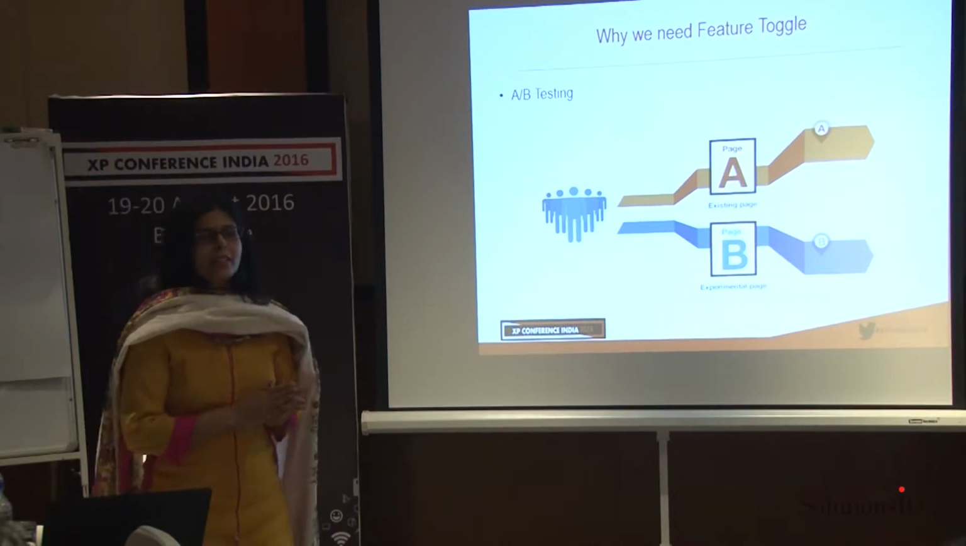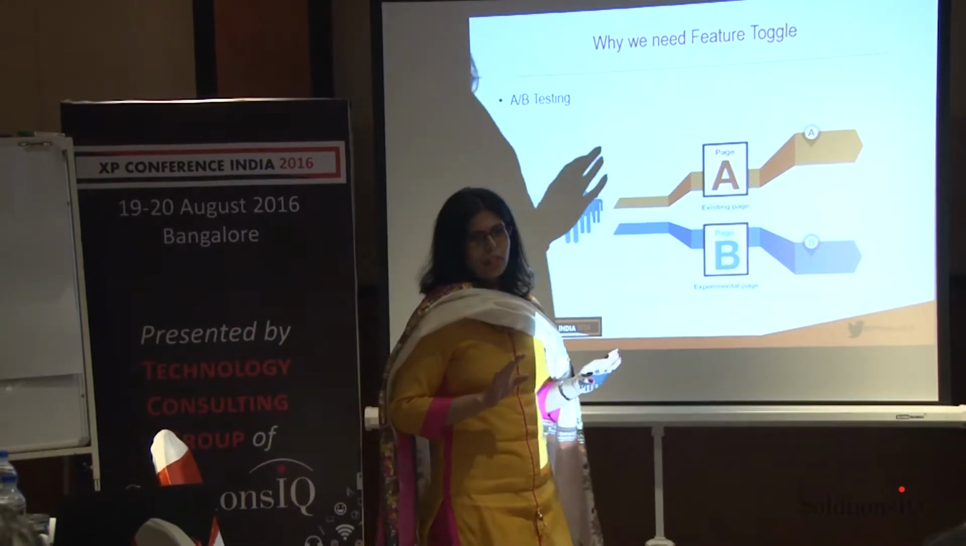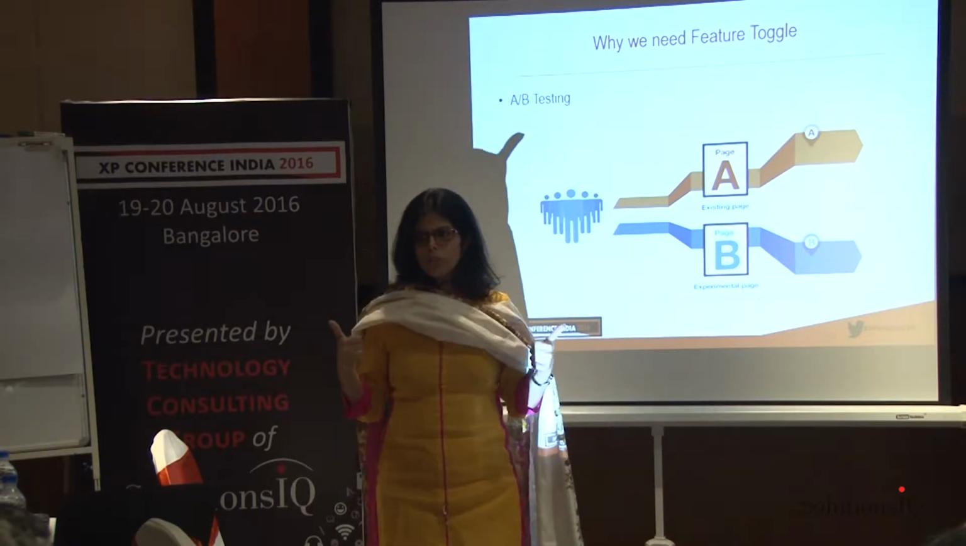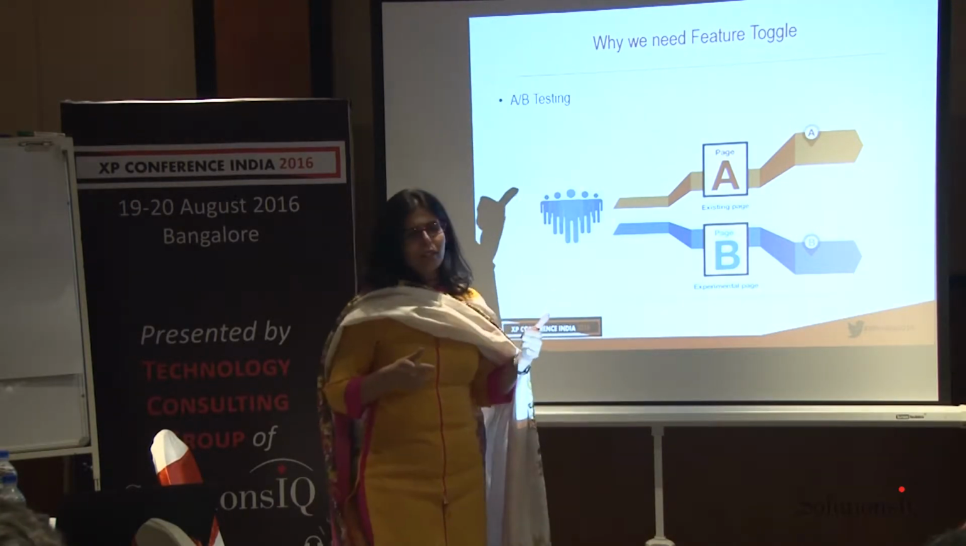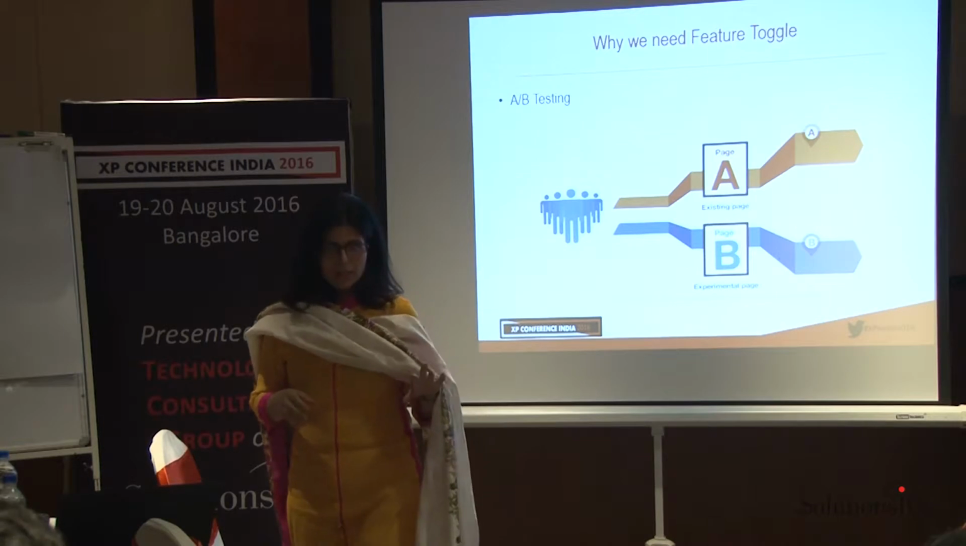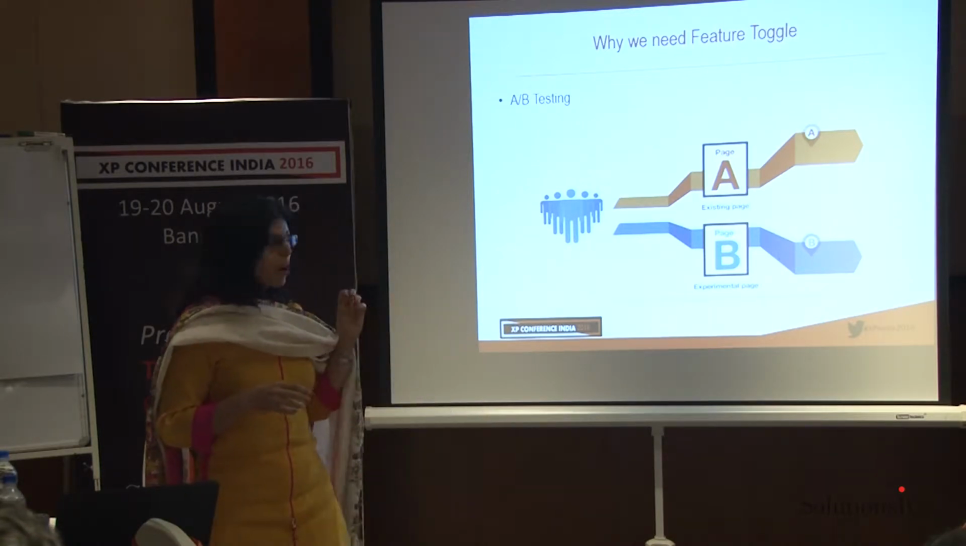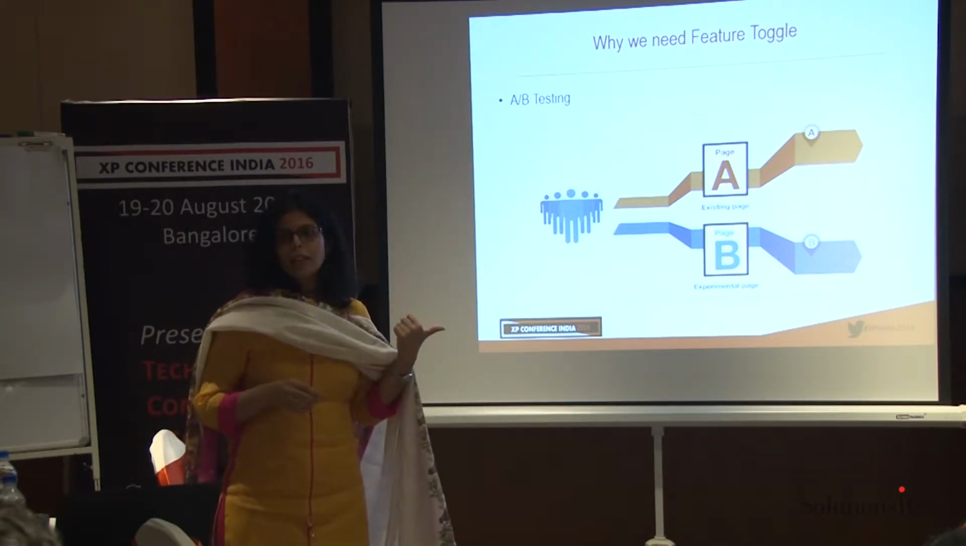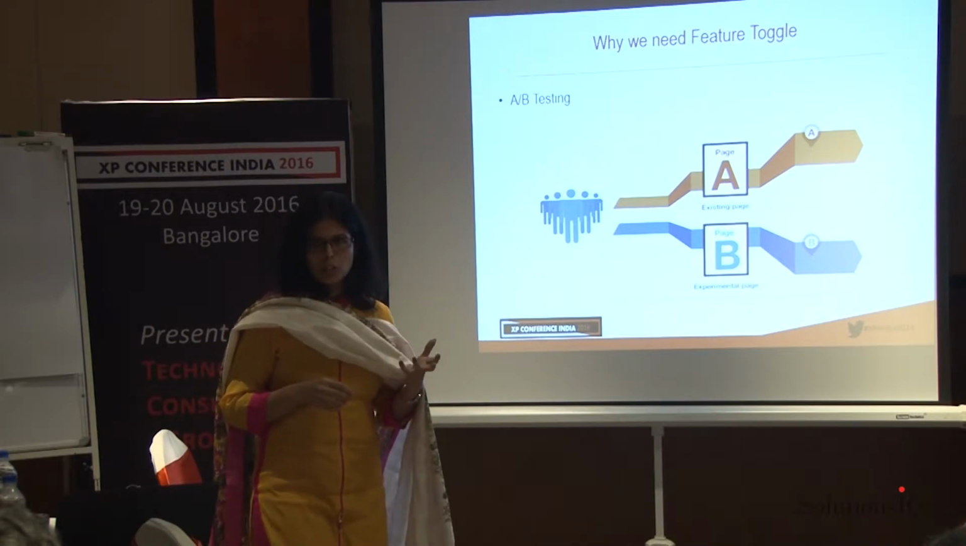Now, why do we really need it? So we all understand what toggle is, right? Switch it on or switch it off based on your need. Why do we need it? We need it for a couple of reasons. Some of the few prominent ones are A/B testing, right? So for instance, you want a feature to be given.